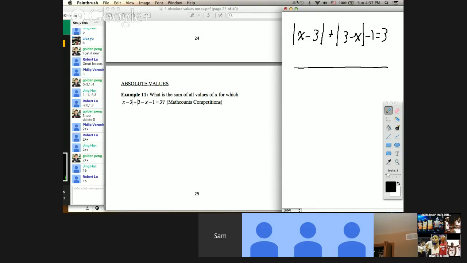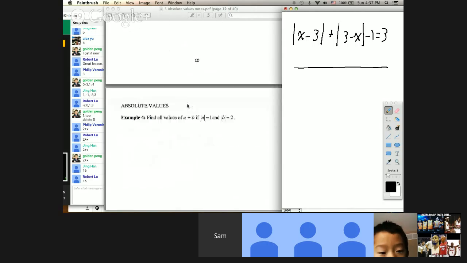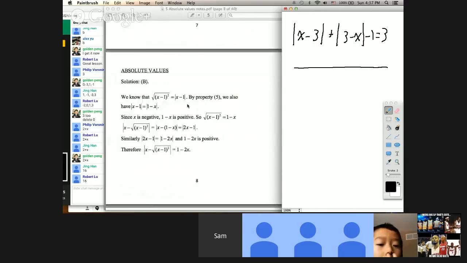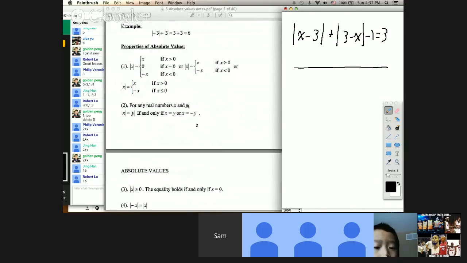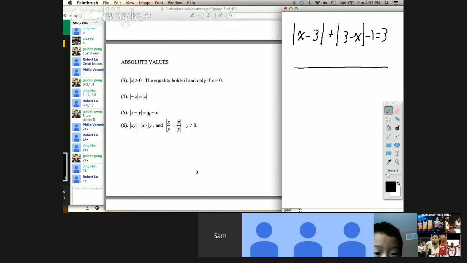So the problem is up here if you can't see it, and it's the sum of all values of x. Just as a little hint, I'm going to scroll up. Theorem number 5 should be really helpful for this particular problem. So don't overthink it and try to use number 5 to help you solve this.